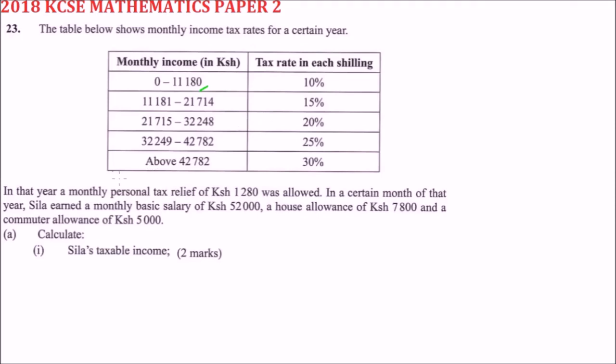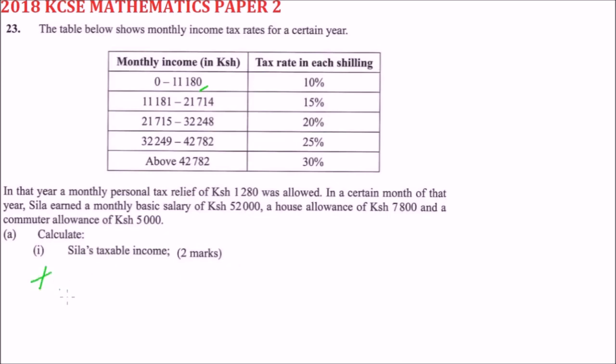So below here we have, in that year, a monthly personal relief of 1,280 shillings. In a certain month of that year, Sarah earned a basic salary of 52,000, a house allowance of 7,800, and a commuter allowance of 5,000 Kenyan shillings. So the first question, calculate Roman number 1, Sarah's taxable income.